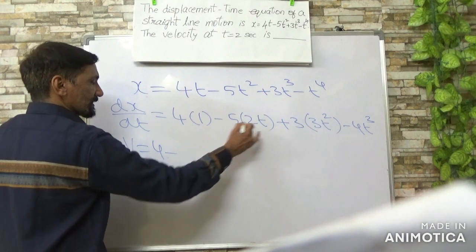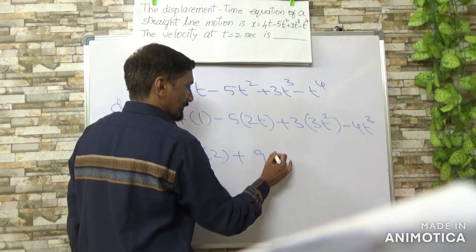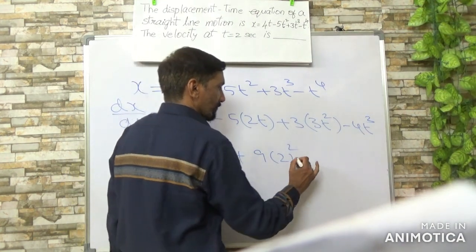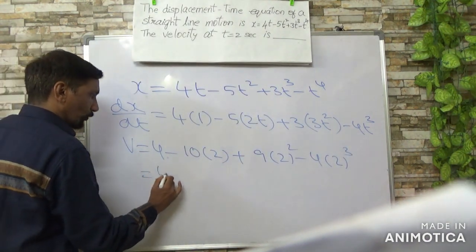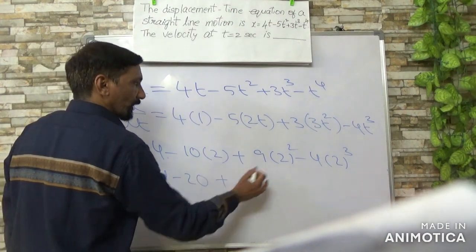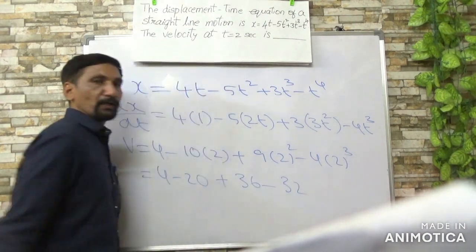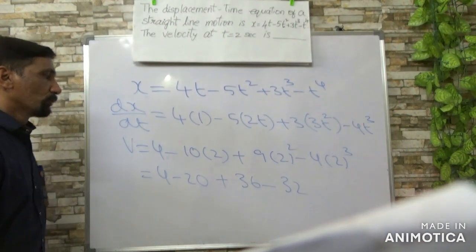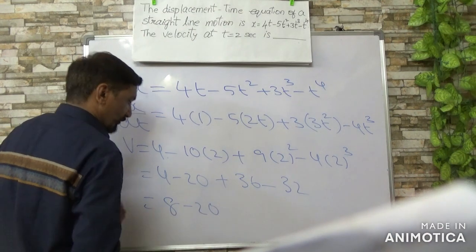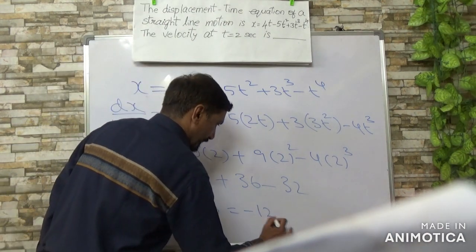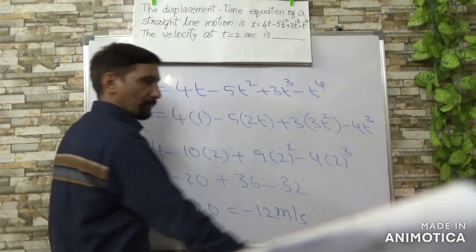So you want to find it at t equal to 2 seconds. So 4 minus 10 into 2 plus 9 into 2 square minus 4 into 2 cube. So 4 minus 20, plus 36, minus 32. So 36 minus 32 is 4, and 4 minus 20 is nothing but minus 12. The unit is meter per second.